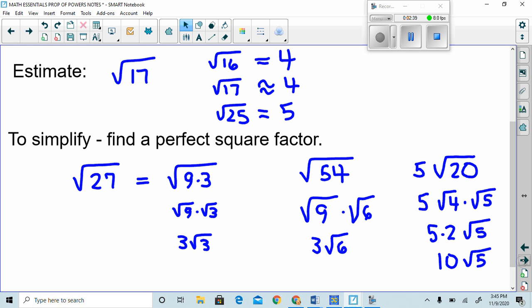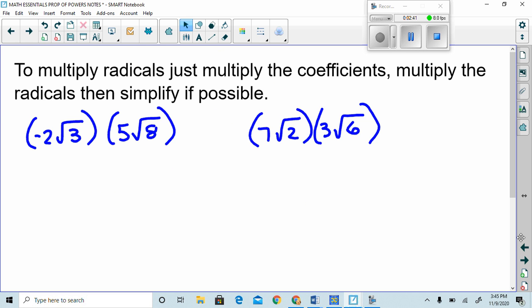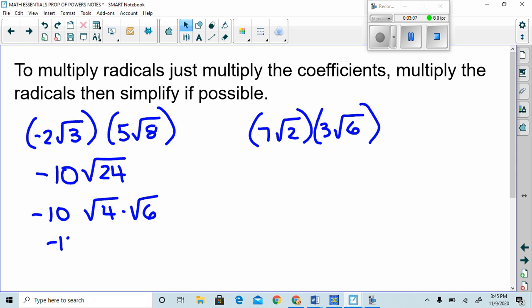From there, we went into a discussion about multiplying. To multiply radicals, you don't need a common element here. You just multiply the coefficients, the numbers on the outside, the whole numbers, which is negative 10. And then you multiply your radicals, which gives you 24. But now you do have an additional step. You have to see if that can be simplified. And we see that this is square root of 4 times the square root of 6. And that breaks down to times 2. And my final answer is negative 20 times the square root of 6.